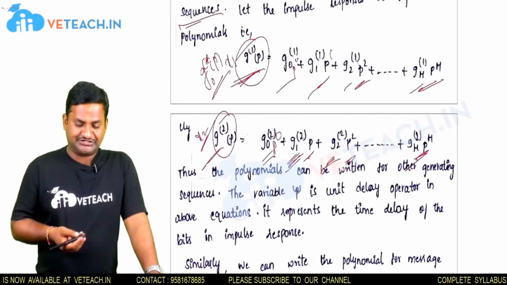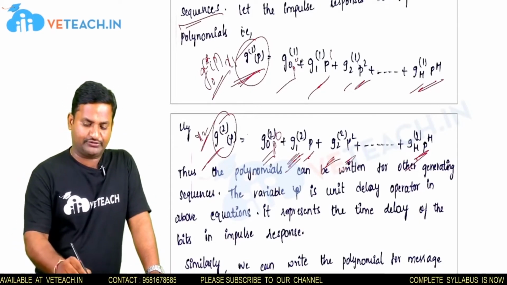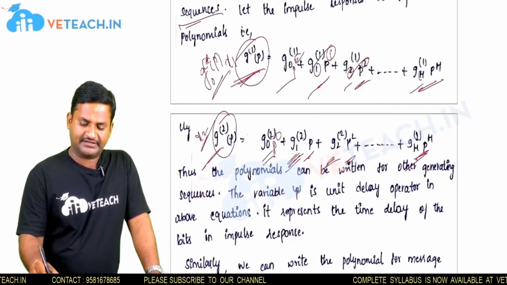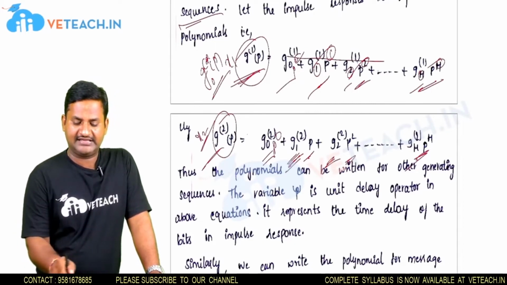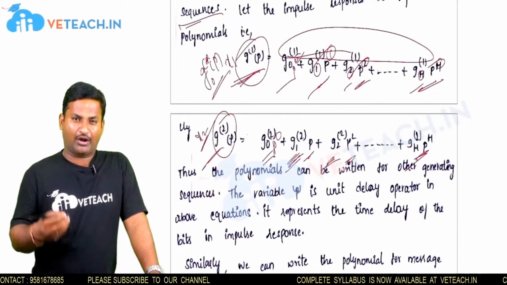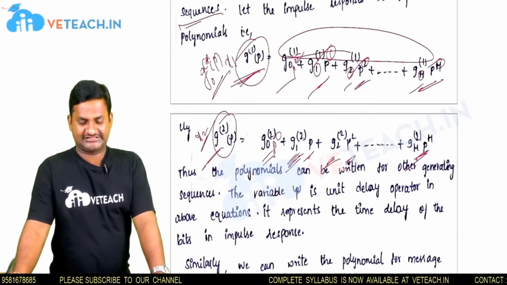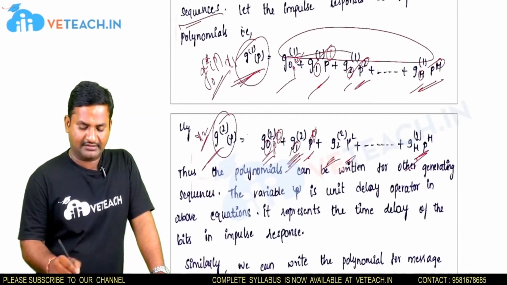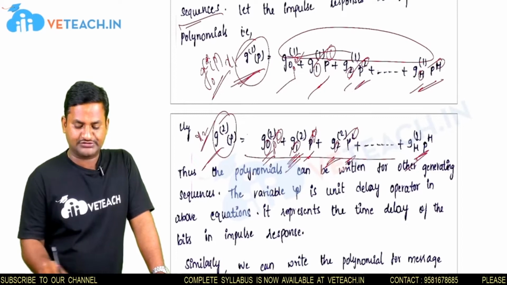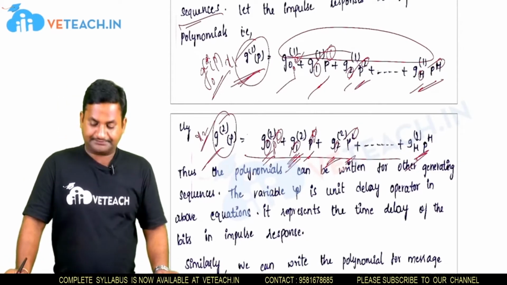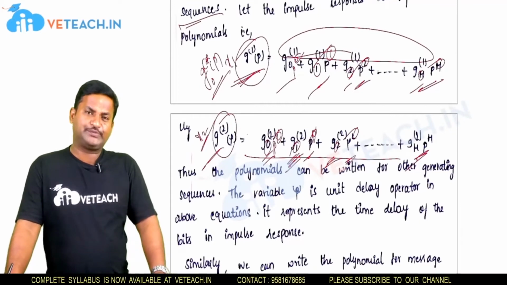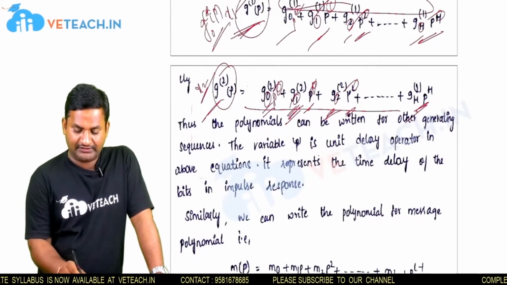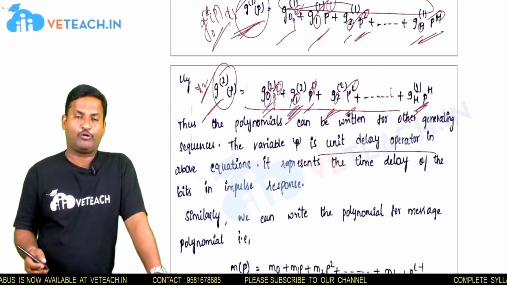In this representation, g naught is with respect to p power naught, g1 with respect to p power 1, g2 with p square, gm with p power m. Here 1 is not changed. This is the output of the representation code x1. Here also g naught p naught, g1 p power 1, g2 p square. Here also this is for x2. These kinds of polynomials can be used to express any kind of sequences. Here the variable p is the unit delay operator. How will the unit delay operator take place?